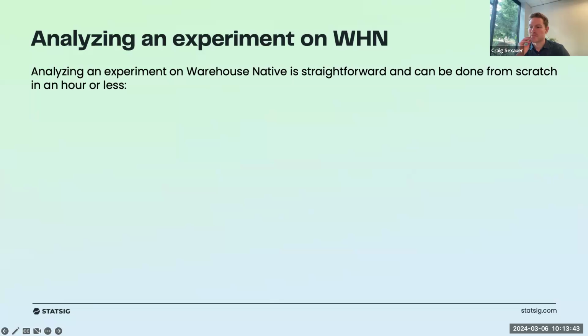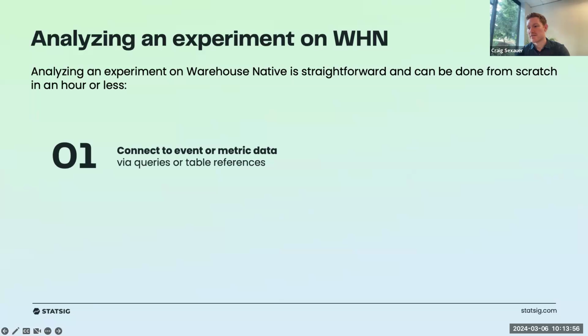So with all that in mind, what does it actually look like to analyze an experiment on Warehouse Native? And the nice answer is it's pretty easy. Generally, we find once people have their data connection set up, they can get results in less than an hour. The first step is just connecting to your data. So this will usually be a user day level metric data table or event level data from some sort of real-time logging.